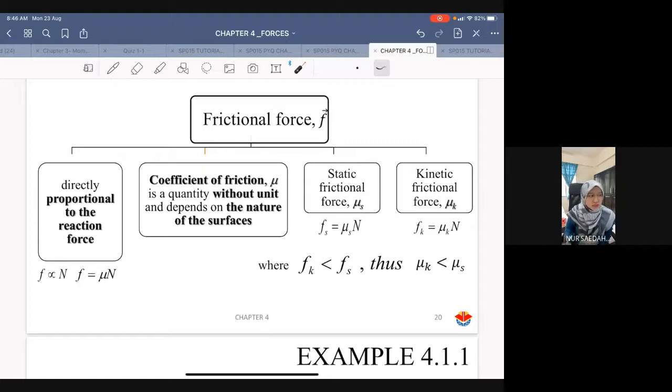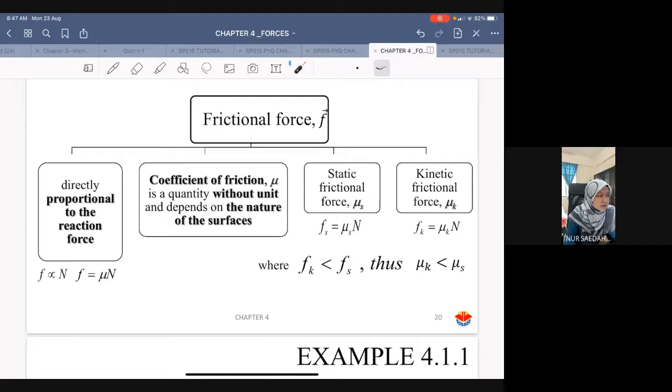Okay, so kalau lagi kesat sesuatu, lagi kasar sesuatu permukaan, so nilai mu-nya akan bertambah. Okay, so dia depends on the surface lah. Okay, so kalau surface tu kasar, nilai mu-nya bertambah. Kalau kita ganti kepada surface yang lain, nilai mu-nya adalah lain lah. Macam tu. Okay. So static friction, simbolnya adalah mu subscript S, static frictional force.